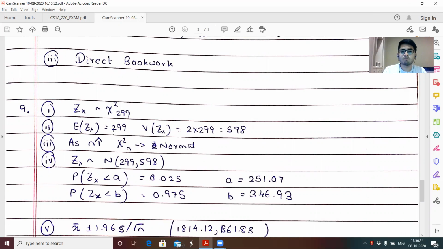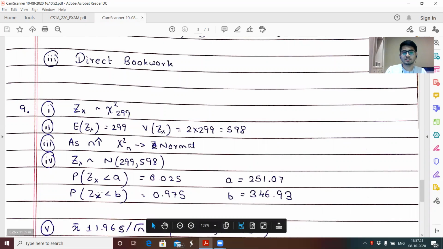Next part asks us the mean and variance. We know that the mean is the parameter itself and the variance is twice the parameter. Now as n increases, we know that chi-square n tends towards a normal distribution. Here n is 299, which is sufficiently large, and therefore we can approximate this as a normal distribution. So part 4, Zx approximately follows normal 299, 598.